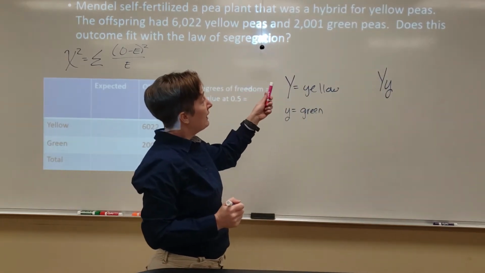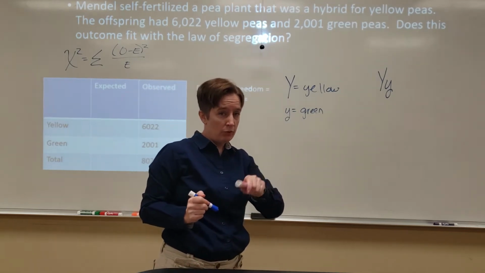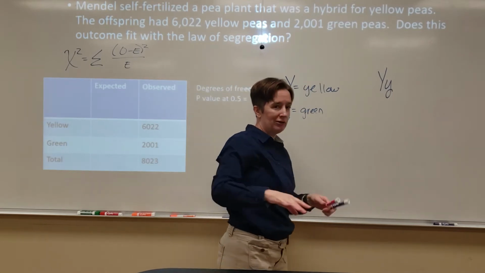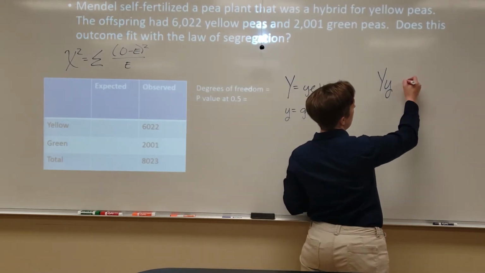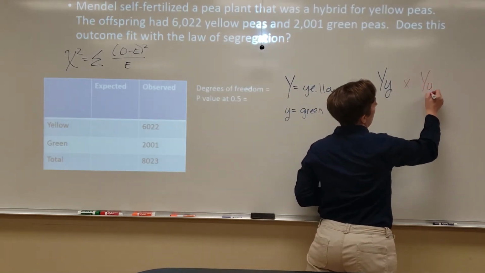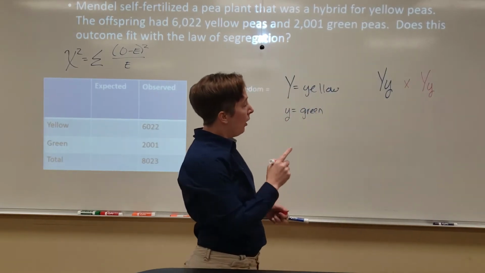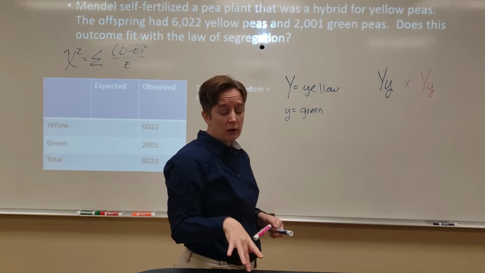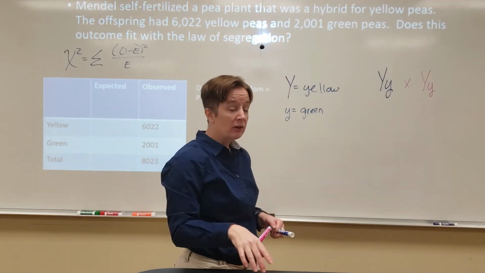Since he crossed a plant that was hybrid, hybrid was Mendel's term for it, it's going to be heterozygous, and so that means that our parent plant is going to be heterozygous, one dominant yellow, one recessive green. Since he's allowing that plant to self-fertilize, it means that plant is going to be both the mother and the father. So I'm going to write the father stuff up there in blue just to make sure you can differentiate those. And then she's also going to be the mom because plants can do that.